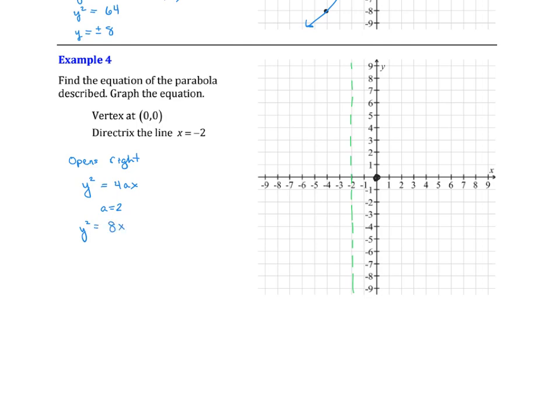Now where is the focus? It's at the same distance to the right of our vertex. So for our latus rectum, we're going to have x equals 2. And so y squared would have to equal 16. And so y would equal plus or minus 4. So our endpoints would be 2 comma negative 4 and 2 comma positive 4.